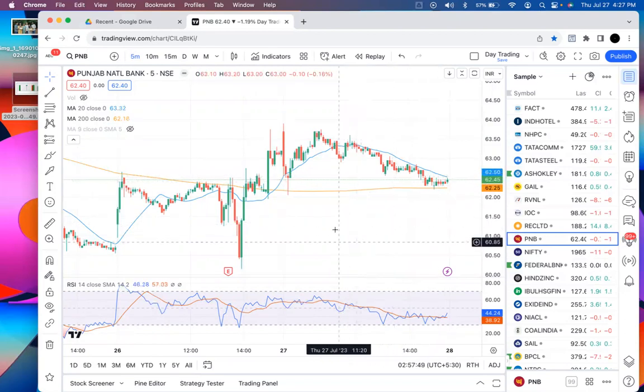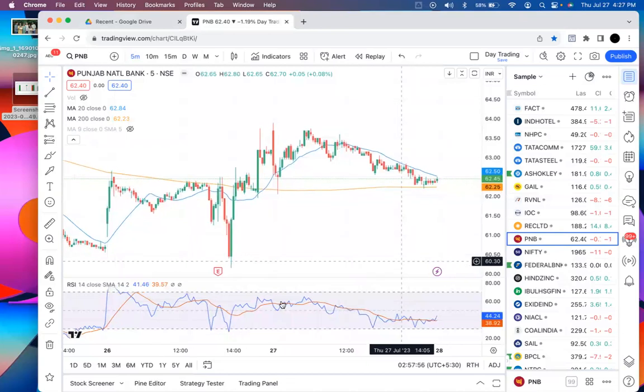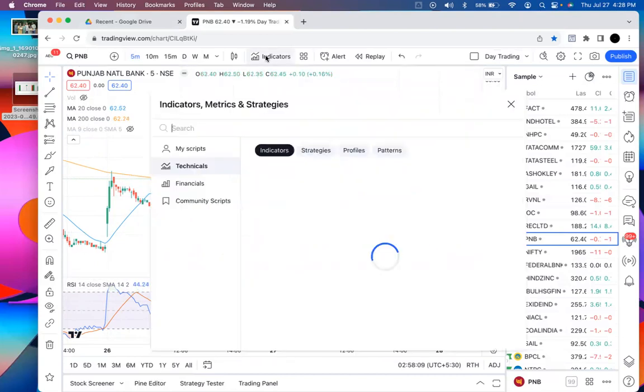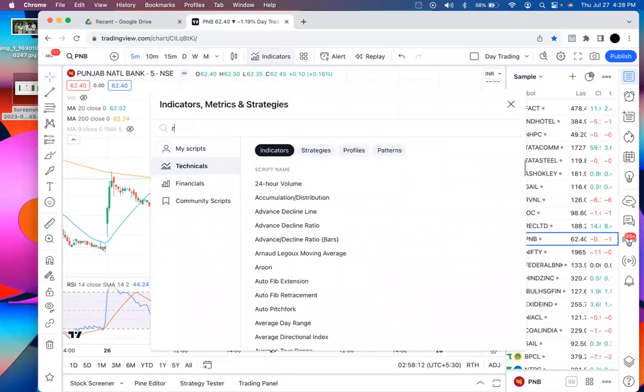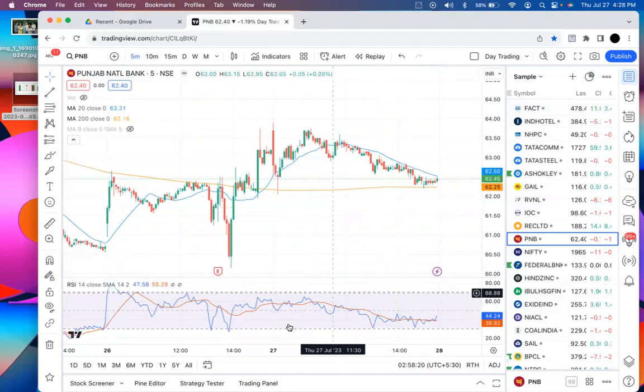And then another item that I often use is the RSI, the relative strength index. I'm using the 14 period. You can use the default one. You can just select that from your indicators list here. Put in RSI, and you'll see relative strength index. Just select that, and that's all you need. You select that, and this will show up.